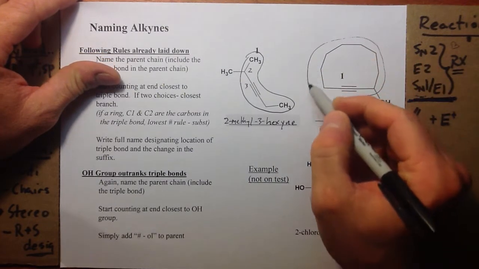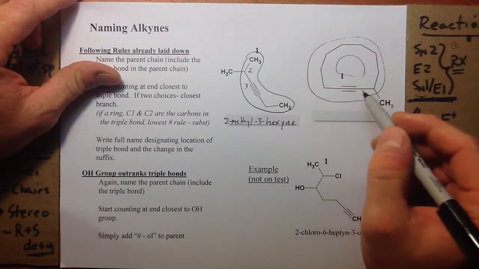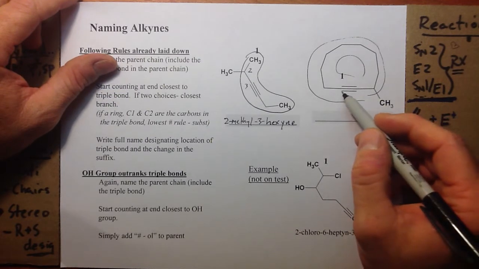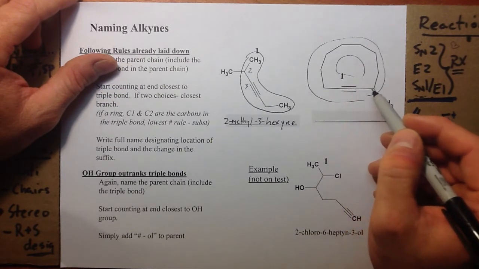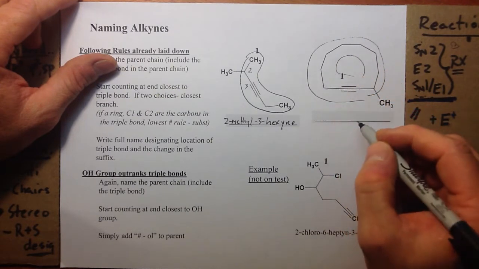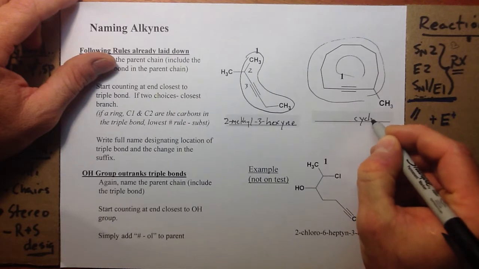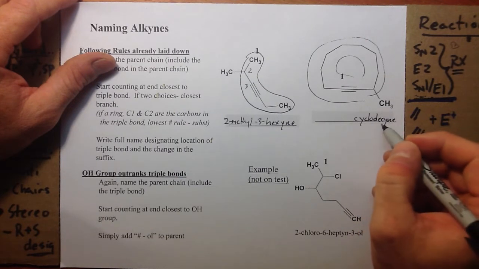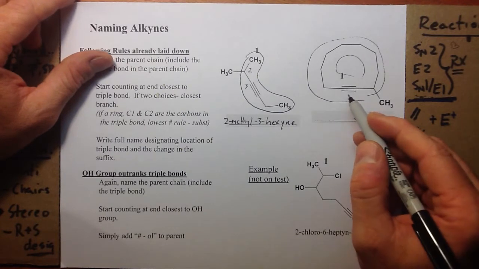This being a cyclic structure, we know we're going to have a cyclo-alkyne, so let's count the carbons: 1, 2, 3, 4, 5, 6, 7, 8, 9, 10. So we have a cyclodecyne, dec meaning 10, yne meaning we have a triple bond.